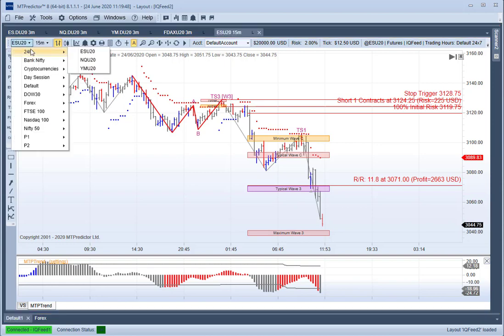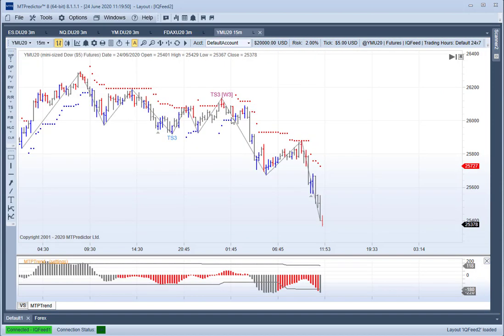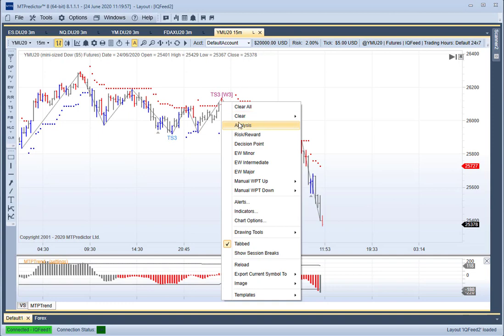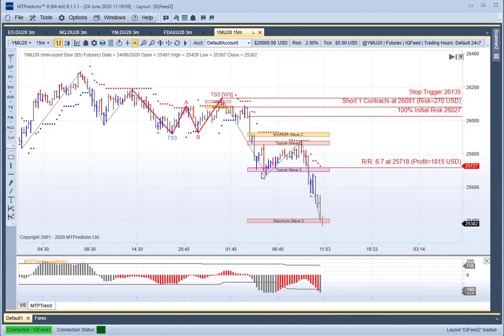There was also another opportunity to get short as a TS1 sell there, so that was unfolding at the same time. And if we look at the YM, a pretty similar situation. There's the same W3 sell setup on a red MTP trend, and that went down into a slightly smaller profit, which would have had you out before that little correction for a 6.5 or 6.7 hour profit.